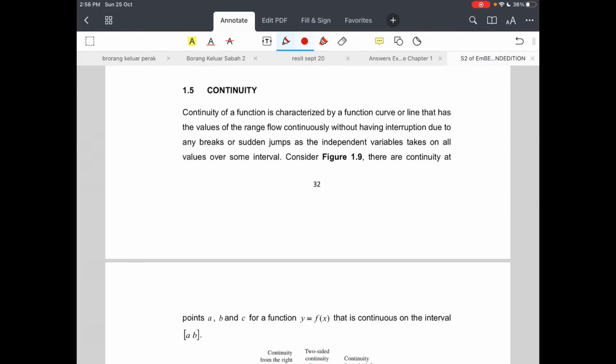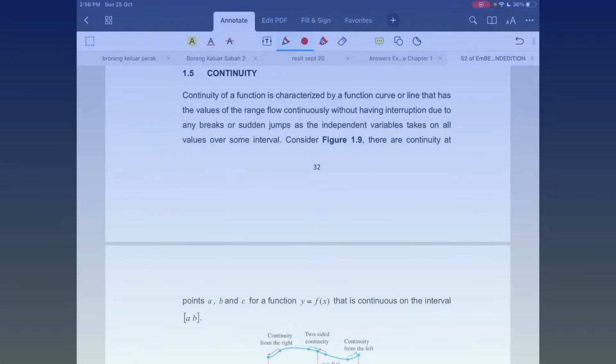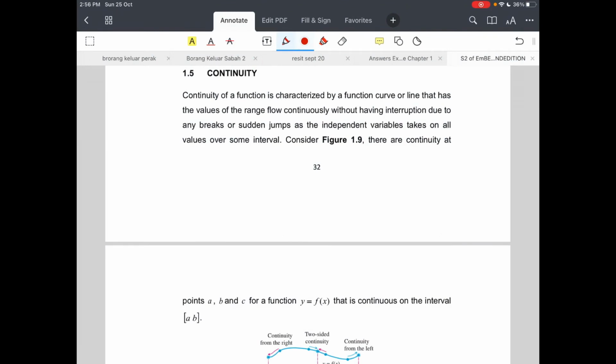I may now proceed with continuity. Okay, now for continuity, maybe you can have a quick read on this. Basically, I'll just point out the main points here. Continuity for a function, curve or line means it flows continuously without any interruptions due to any breaks or sudden jumps.